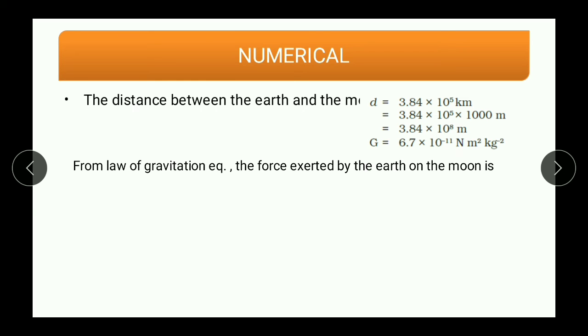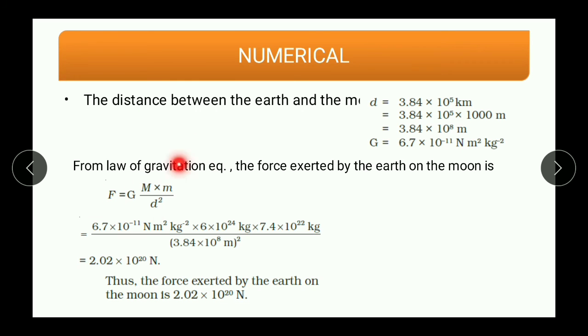Now the thing is simple. What we have to do is use this gravitational force equation, which is F is equal to G M m divided by d square. So you have to simply substitute the values, plug in the values that are already given. So capital G is 6.7 into 10 raised to minus 11. Then capital M, 6 into 10 raised to 24. Then small m, that is mass of the moon, which is 7.4 into 10 raised to 22 kg, divided by distance square, which is 3.84 into 10 raised to 8 meter, whole square.